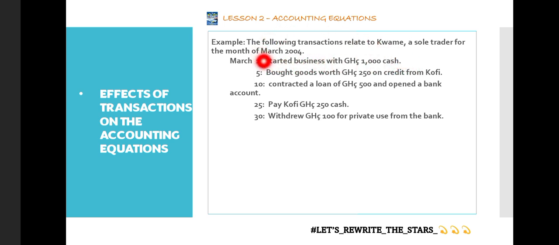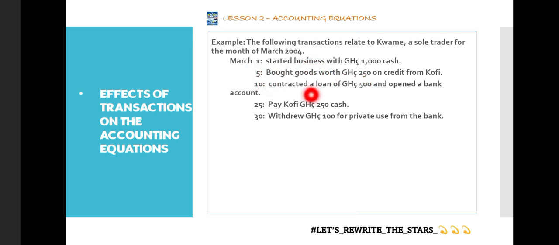And then on the 5th of March, he bought goods worth 250 Ghana cedis on credit from Kofi. On the 10th, he contracted a loan of 500 Ghana cedis and opened a bank account. So when he collected a loan, he opened the bank account. And mind you, he opened the bank account in the name of the business.